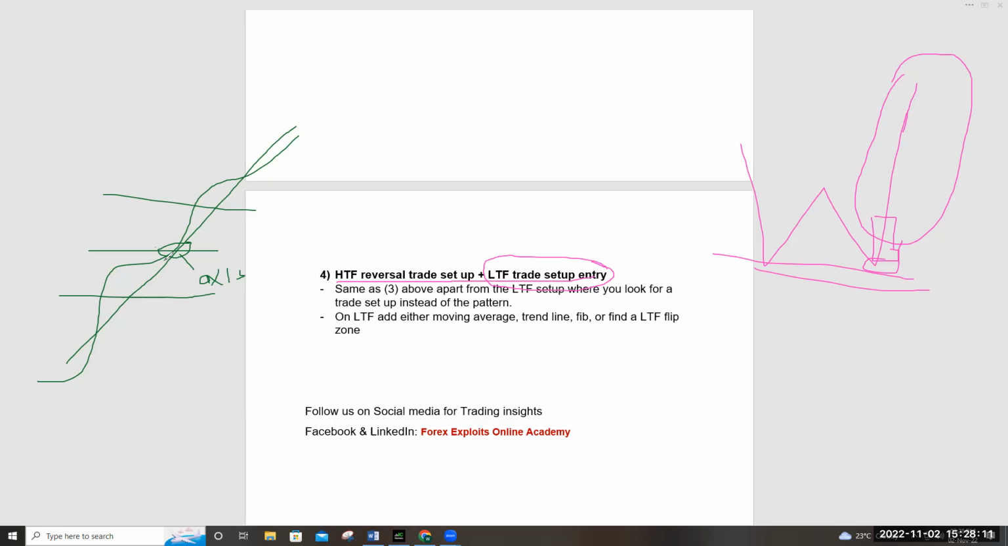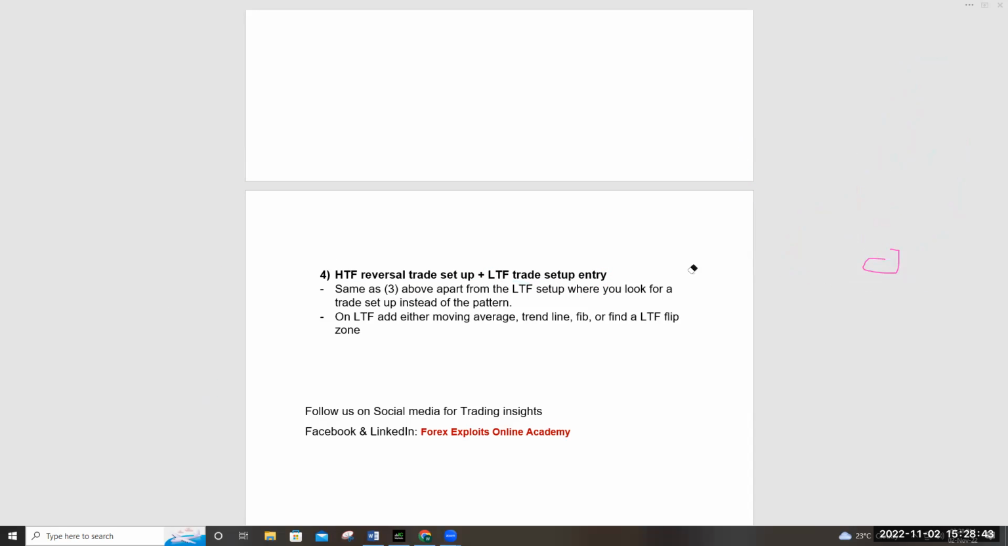Alternatively, you could be having a break and retest pattern around your trend line, or just any candlestick pattern on your axis point, and that will be your entry. Alternatively, you can go to lower time frame and look for a flip zone on the lower time frame. And so if this happens, this will be your area of entry, and the market will continue up. So this is what we have. An example of that on a chart would look like this.